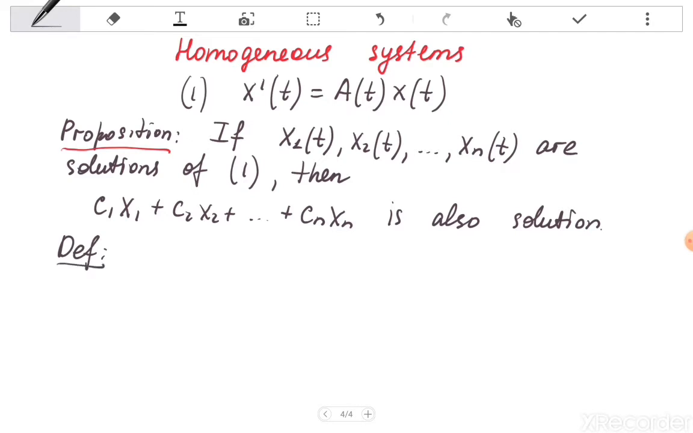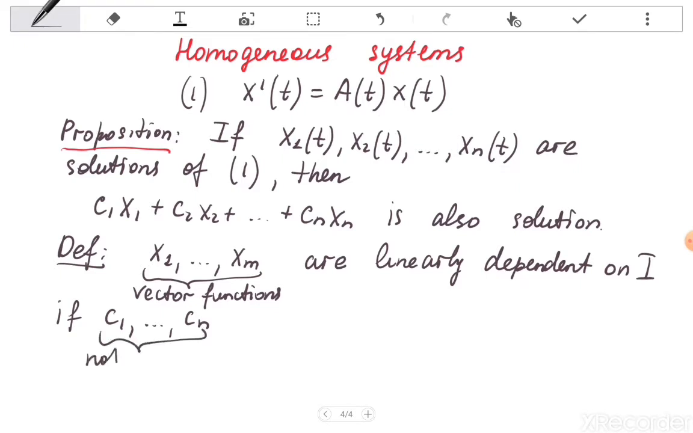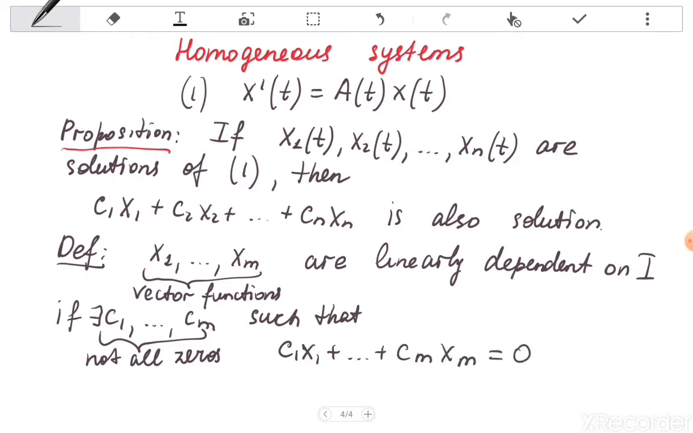Let's say m vector functions, x1 and so on xm, are said to be linearly dependent on some interval I if we can find constants c1 and so on cm, which are not all zeros, such that the linear combination c1 x1 plus so on plus cm xm gives us the zero vector.